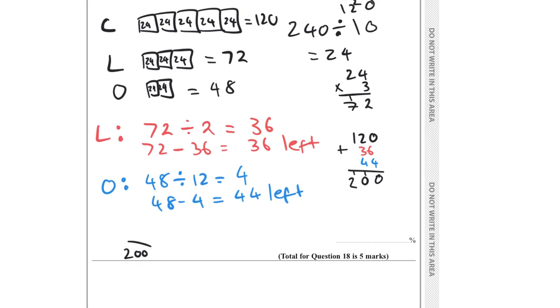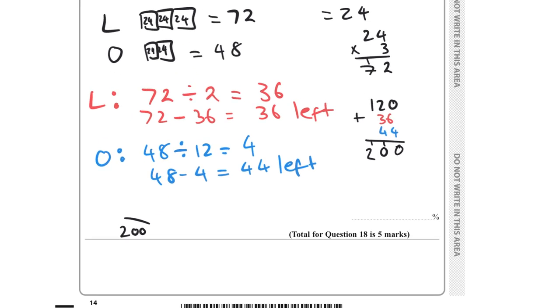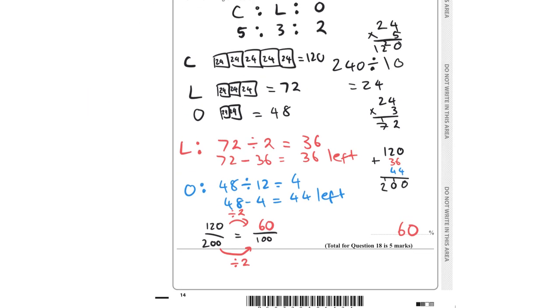And it says cola, right? Cans of cola, yeah. So 120 over 200. Now, we can write percentages as long as they're out of 100. So to get from 200 to 100, we divide it by 2. Oh, this is so satisfying. Divide it by 2. 60 out of 100, which is 60%. Bosh. 5 marks, guys. And to be fair, that was hard work.